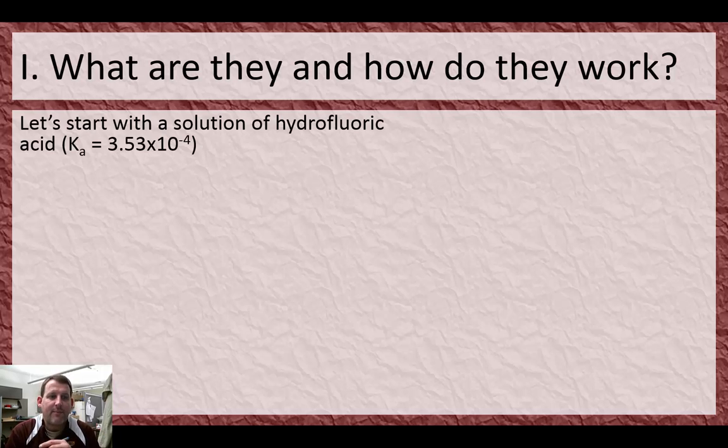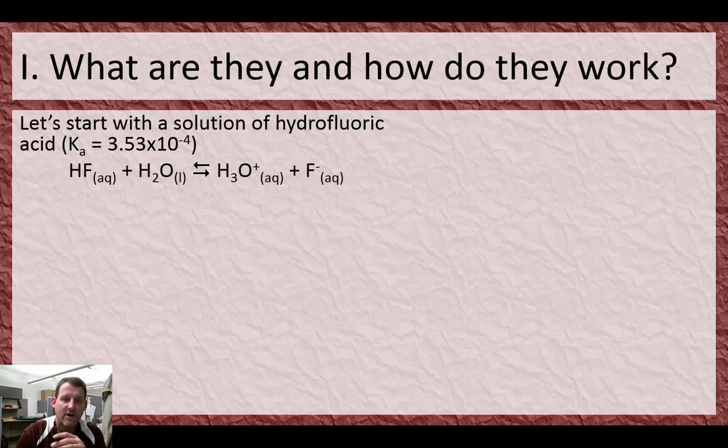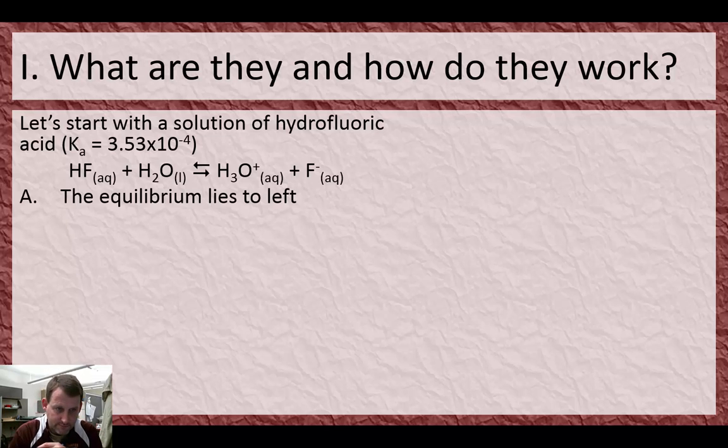Okay, so let's look at the example of hydrofluoric acid, which is a weak acid. Its Ka is 3.5 times 10 to the minus 4. And here's our acid dissociation for hydrofluoric acid. Now we know because this is small that the equilibrium lies to the left. So it favors this side of the reaction.